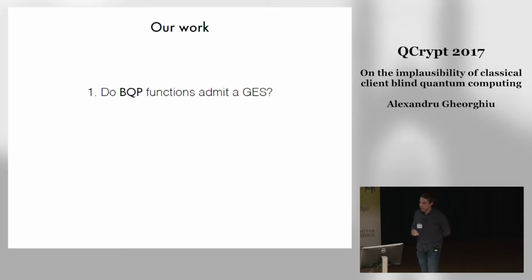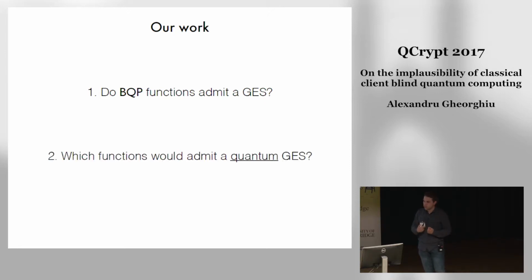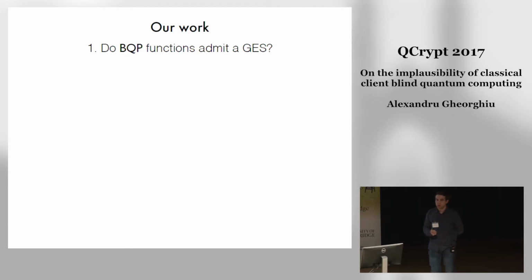Okay, so now finally talking about our work, we wanted to see how the class BQP of things that can be done efficiently on a quantum computer relates to this class GES. This is the first part of our result. And the second part was, in a sense, to quantize the Abadi et al. result and see which functions would admit a quantum generalized encryption scheme, where this is something that I'll define later on in the talk. So let's focus on the first question.